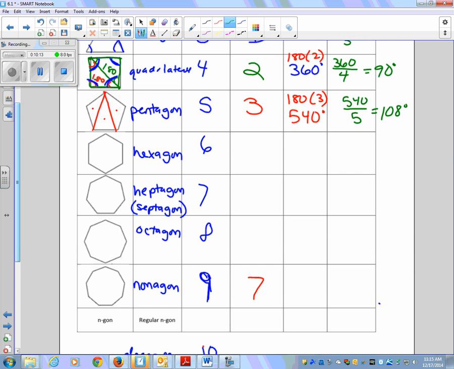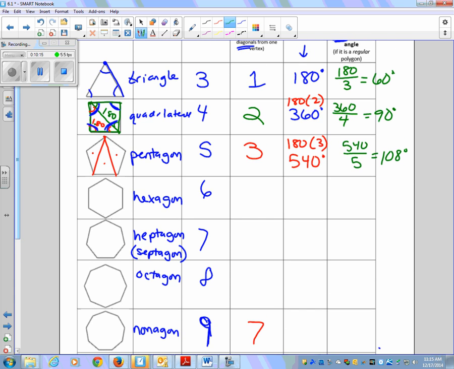Okay, now we could keep going with this, but do you see a pattern? How many triangles are going to be formed with 6 sides? What do you think the number is going to be right here? 4. Right, we've got 1, 2, 3, 4. This one's going to be 5. This one's going to be 6. That one's going to be 7.